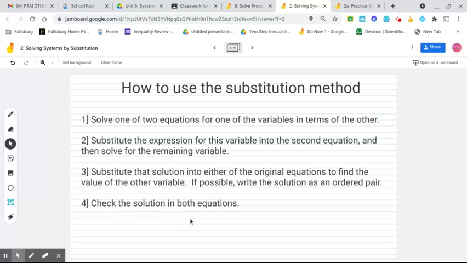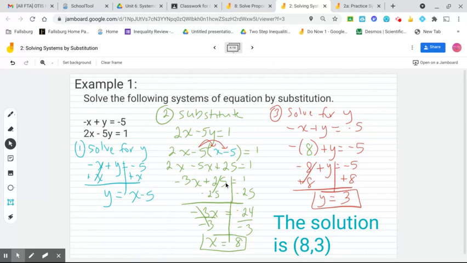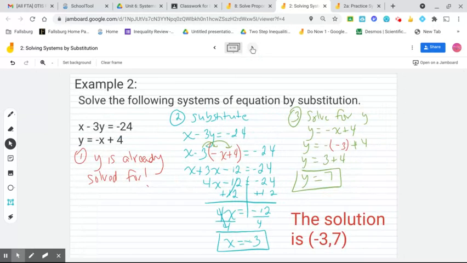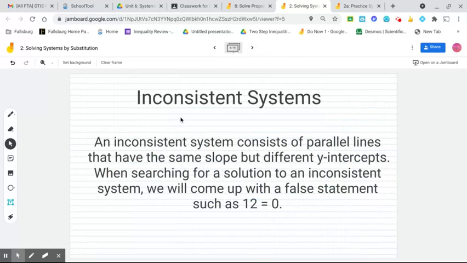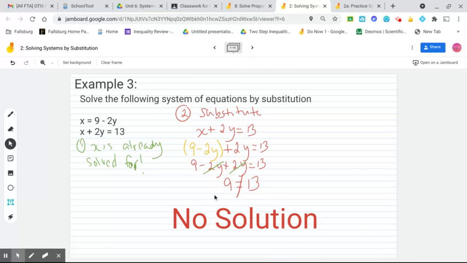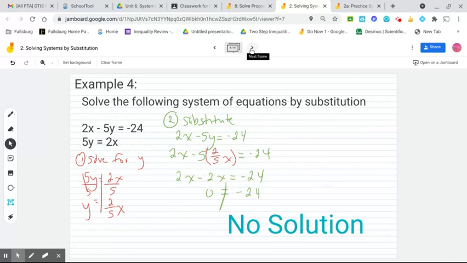And the last part is you can always check your solution by plugging each x and y value into each equation to see if you get the right answer. So yesterday we did just that. We solved some systems by substitution. We talked about what an inconsistent system is. If you are solving and you end up with something such as 12 equals 0, which is not true, that means the lines are parallel and you will never have a solution. So you would say that there is no solution. That's what happened in example 3 and example 4.